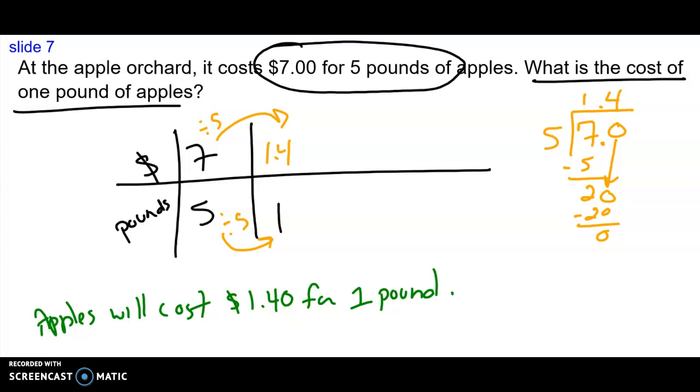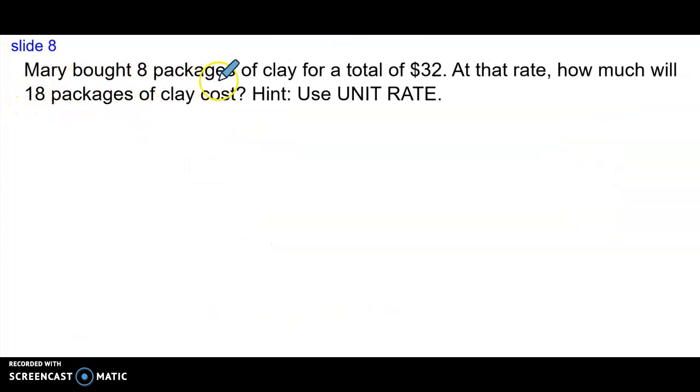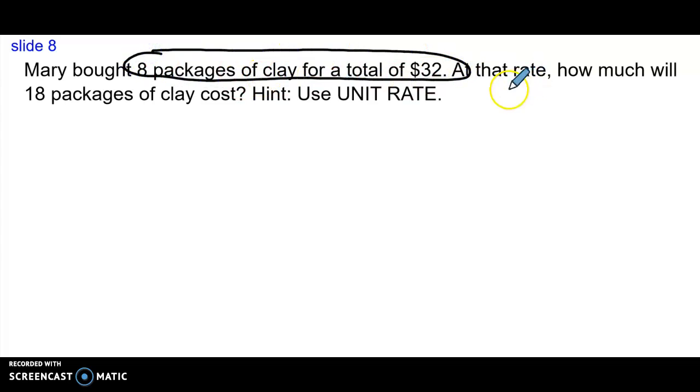All right, slide 8. Mary bought 8 packages of clay for a total of $32. So we got 8 packages of clay, cost me $32. At that same rate, how much will 18 packages of clay cost? I want to know the cost for 18 packages. And it says, hint, use unit rate. Uni means 1. That means I'm going to need to find out how much 1 package of clay costs.